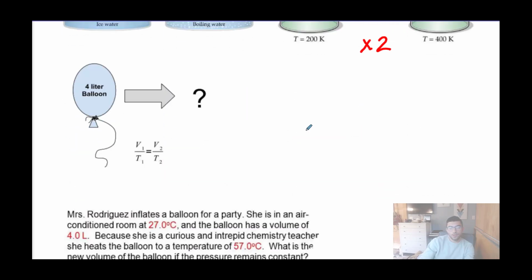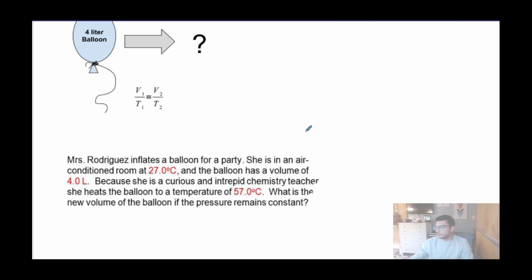So let's try one example here. Miss Rodriguez inflates a balloon for a party. She is in an air-conditioned room at 27 degrees Celsius, and the balloon has a volume of 4 liters. Because she is a curious and intrepid chemistry teacher, she heats the balloon to a temperature of 57 degrees Celsius. What is the new volume of the balloon if the pressure remains constant? They mention pressure is remaining constant.